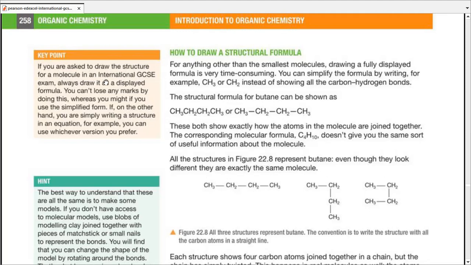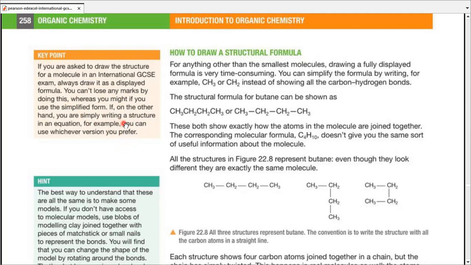Okay, a couple of key points. If you're asked to draw the structure for a molecule in IGCSE exams, you draw it as a displayed formula. Now, why are we favoring the displayed formula? It's that you can't lose any marks by doing this. You might lose marks if you use the simplified form because you might make a mistake. But if you are drawing the whole displayed formula, you're going to include all the atoms and all the bonds, and you will be confident that you're doing it right.